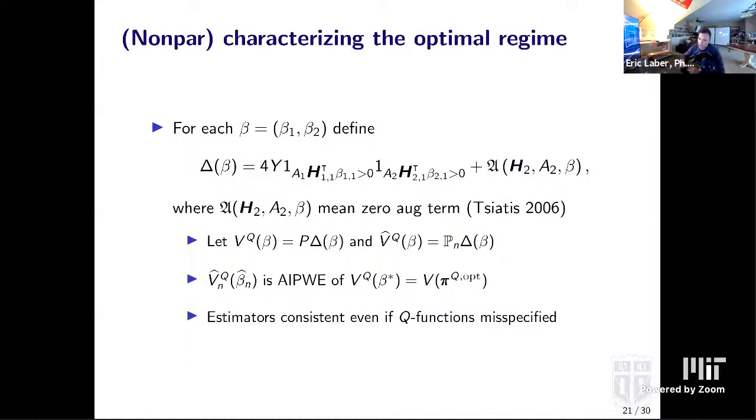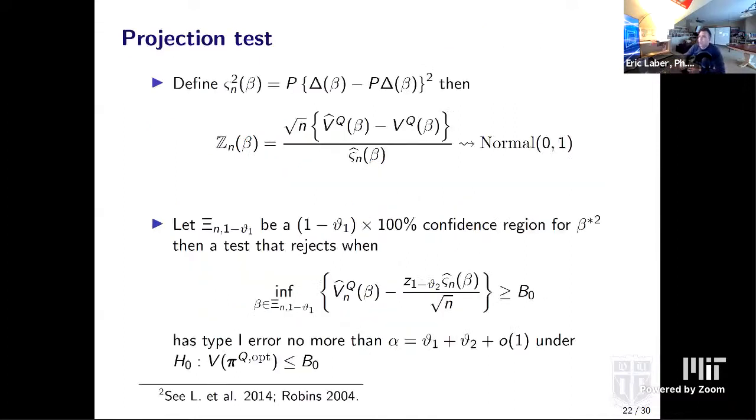So the point is that we have this estimator that's consistent because we're using inverse probability weighting, whether or not the Q functions are correctly specified. And that's what we're going to use for our sample size. Okay. So the idea here is to invert a test, which is a standard approach to dealing with non-regular problems. And we're going to invert a projection test.